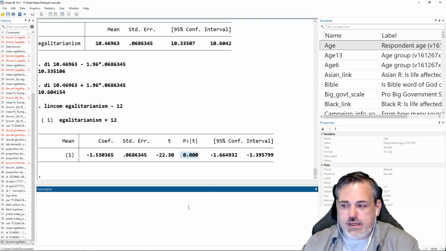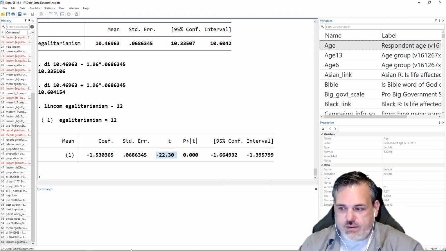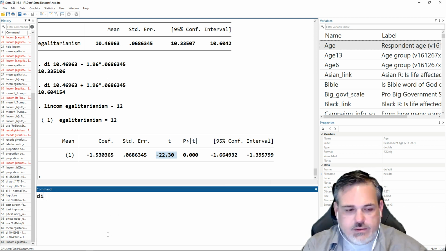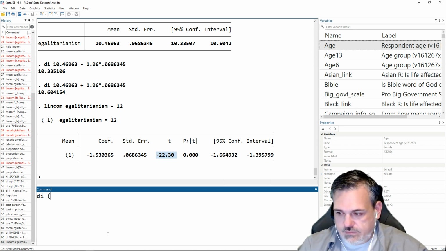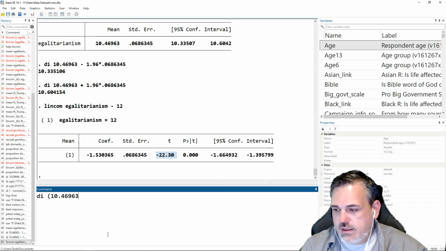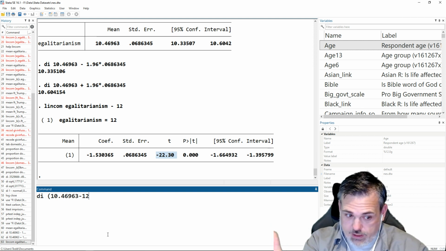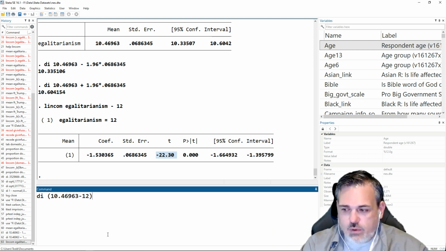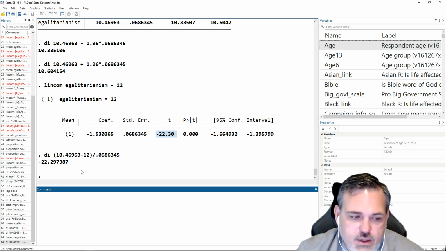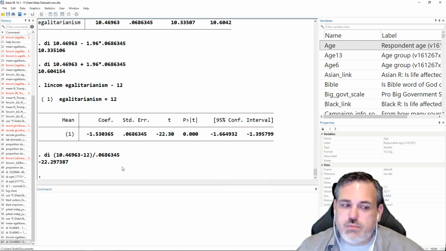So now how do we actually get this t-score? Well, the same way that we did up here. So let's take our actual mean, 10.46, and subtract 12 from it. We're going to look at the difference between these two, and then divide that difference by the standard error. And you're going to see that we get, rounded, 22.3.